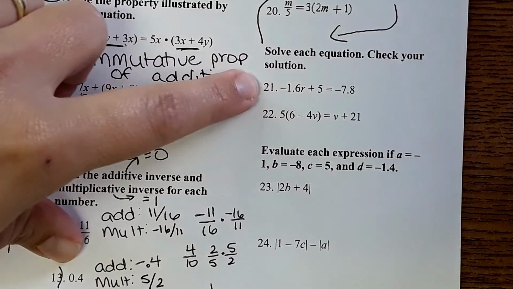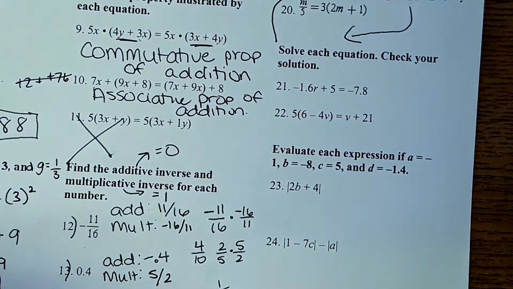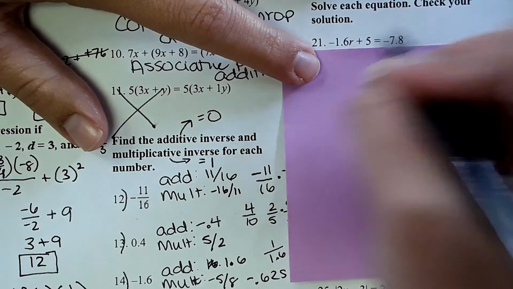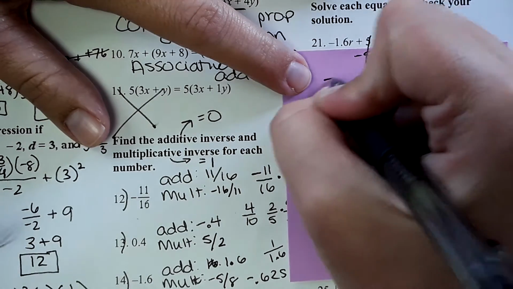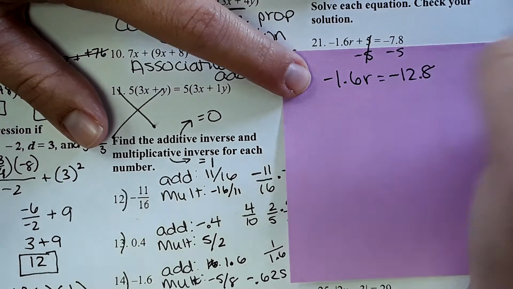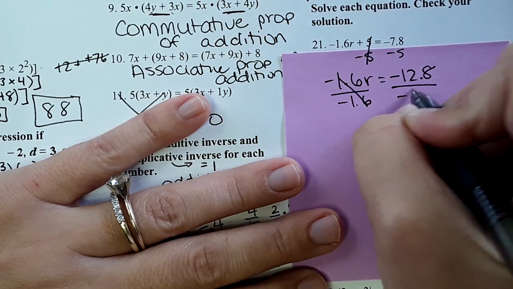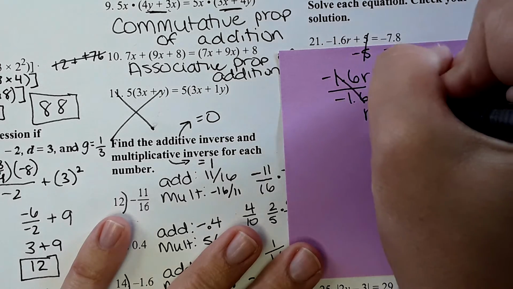Solve each equation, check your solution. So here I'm going to use a sticky note so I have enough room. Solving should be pretty easy for most of you. We're just trying to get r by itself and see what it equals. So we're going to subtract 5 from both sides. This divides out to 8. So r equals 8.